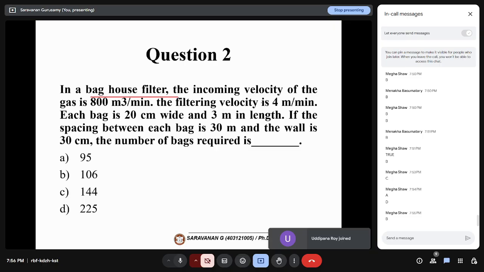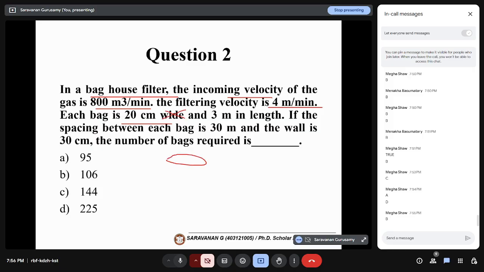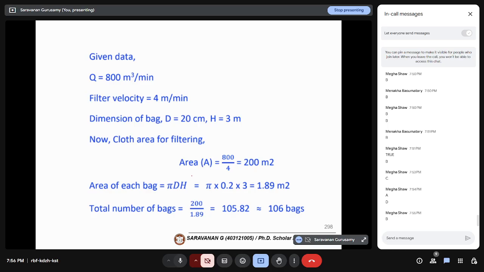Here it's a bag house problem where incoming velocity is given, filtering velocity is there, and flow is given, each bag of 20 centimeter wide. Let's say 20 centimeter dia. Then we can find how many bags. So it is pi dl. You can find the area of one bag, and you know the total area by this formula. If you know meter cube per minute and you know the meter per minute, you can get the meter square. Then you know pi dl, and you will get the meter square. Again, if you divide by the number of bags, you can get it.